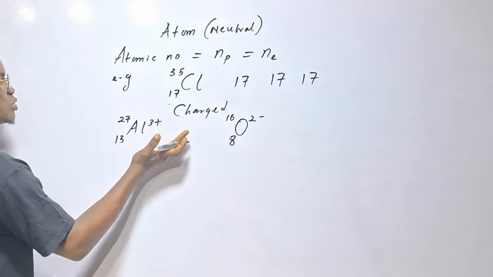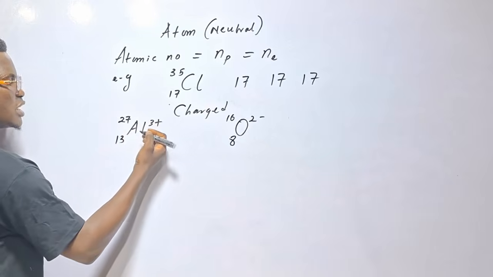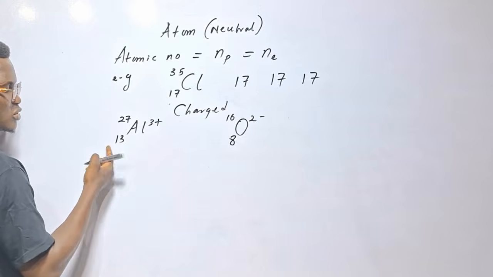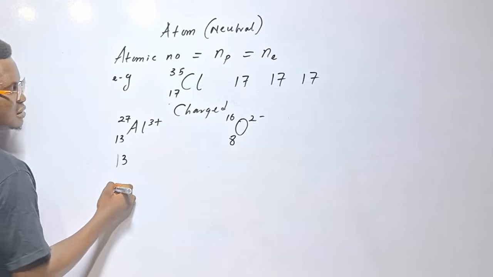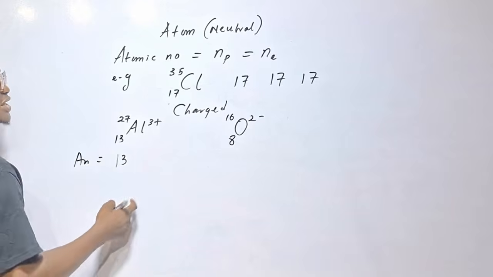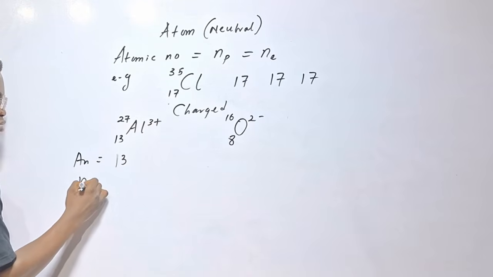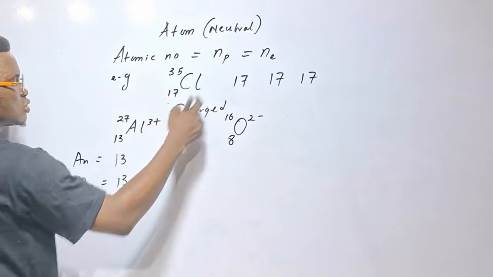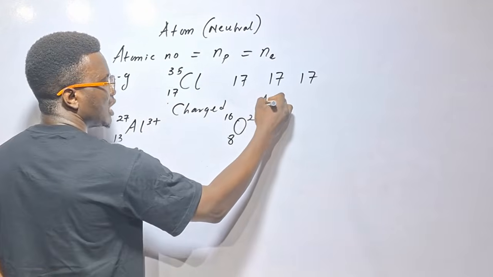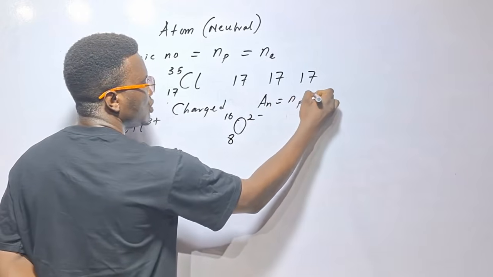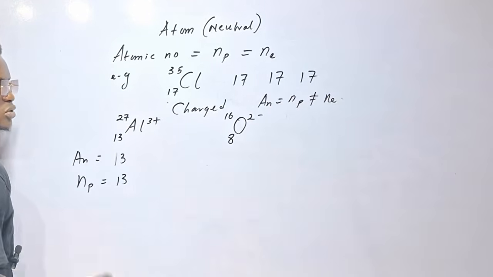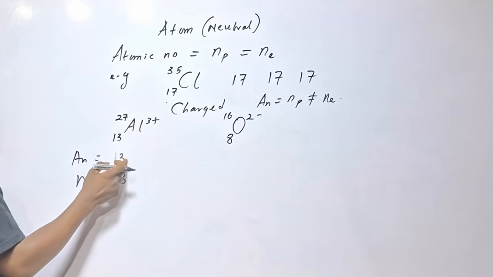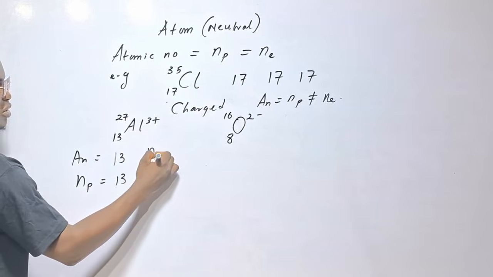So now looking at what we have here, I have Al3+. If I now ask you what is the atomic number for this one, the atomic number remains the same. It is 13. It does not change. If I ask what is the number of protons, the number of protons too does not change. What has changed is the number of electrons. So when an atom is charged, atomic number is equal to number of protons, but no longer equal to number of electrons. You have to note that point. So what is the number of electrons of this one? It has lost 3. So out of 13, it has lost 3. Then that means the number of electrons is 10.